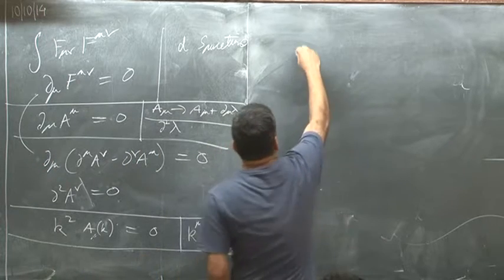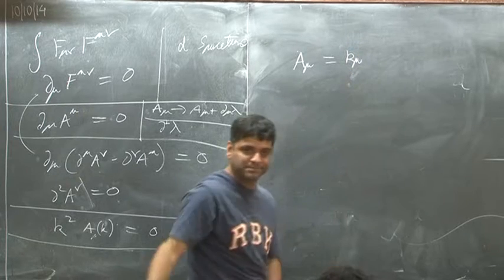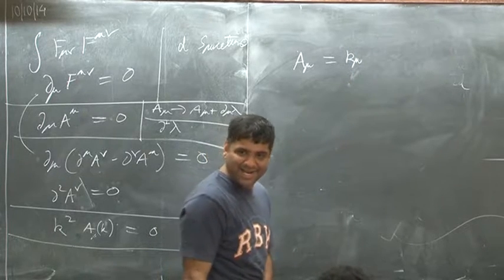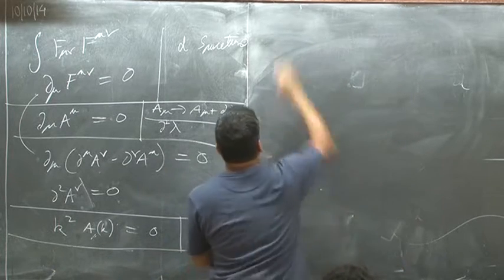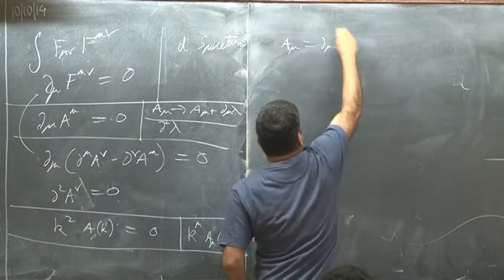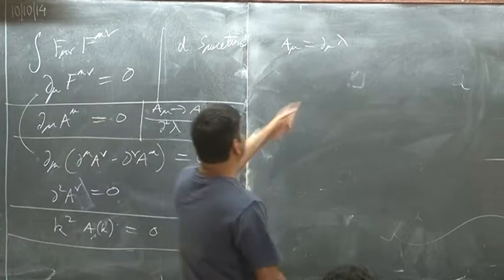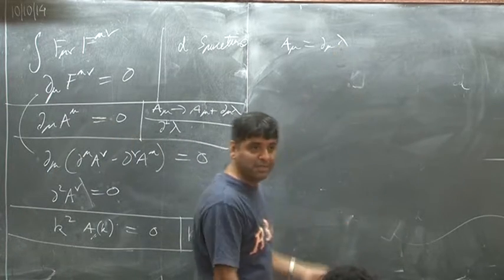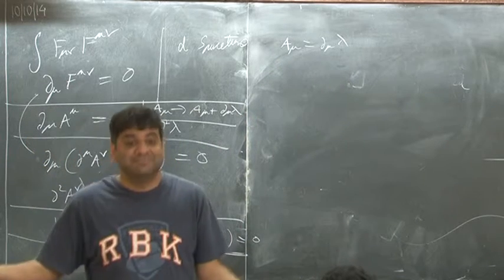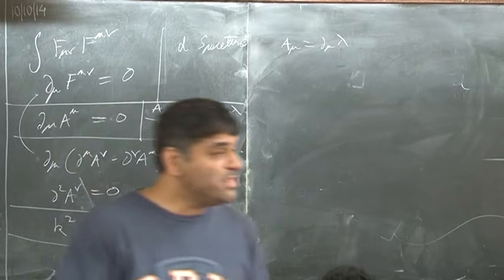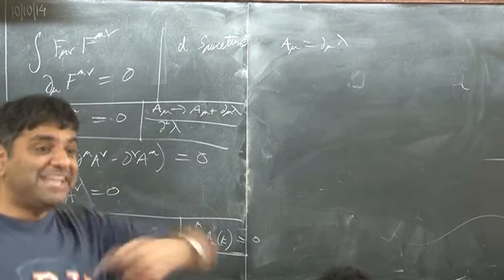So in particular, suppose you take A mu equal to del mu lambda, where lambda obeys del squared lambda equal to 0. Then this A mu also obeys the equation del squared A mu equal to 0. So in the space of D minus 1 solutions in this gauge, there is one gauge equivalence.